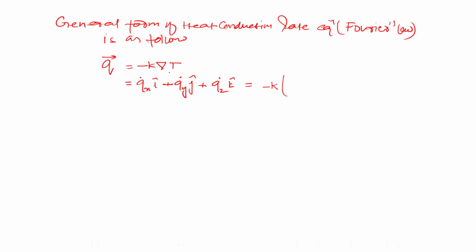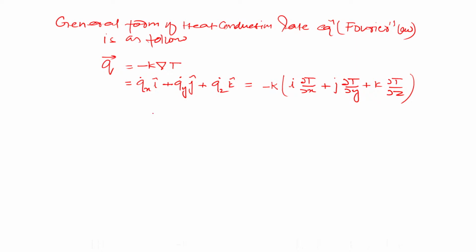It means, what is the meaning of this? It's basic mathematics: i into del T upon del x plus j into del T upon del y plus k into del T upon del z. Is this clear? i, j and k are the unit vectors in x, y and z direction.